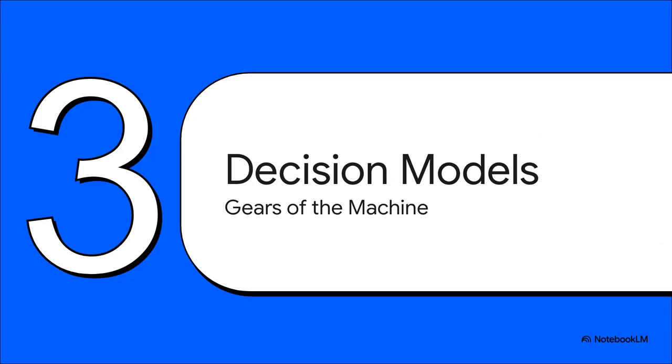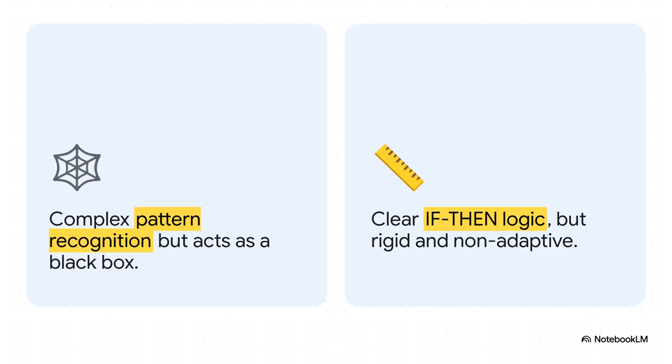Okay, part 3. Let's zoom in a bit closer and look at the gears of our machine, the decision models that dictate how the system actually thinks and evaluates information. A great way to understand this is by comparing two totally different approaches to decision-making. On one side, you've got the raw power of deep learning and neural networks. Now, these are incredible at finding super complex patterns in massive data sets, but they act as an uninterpretable black box. You don't always know why they made a certain decision.